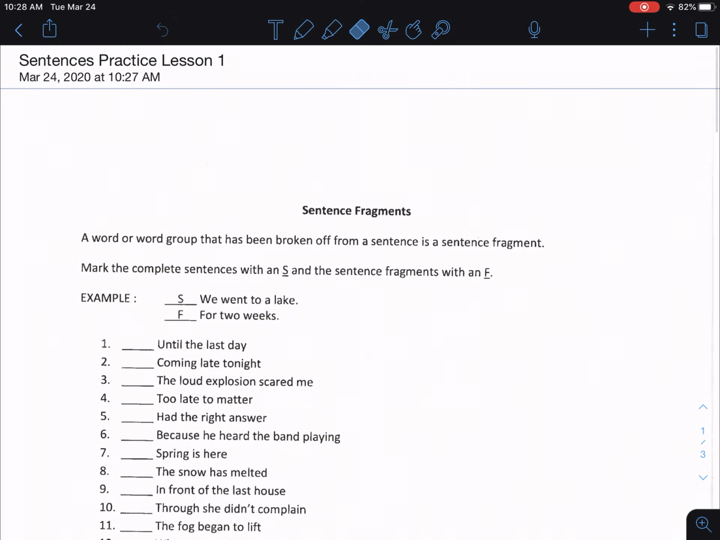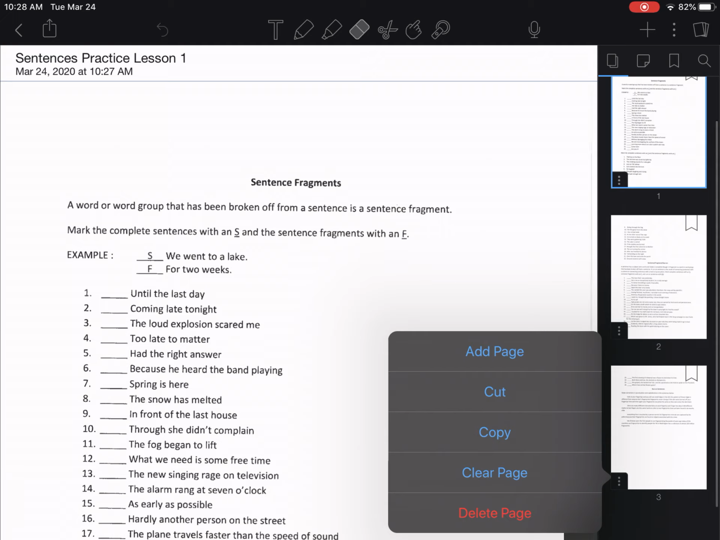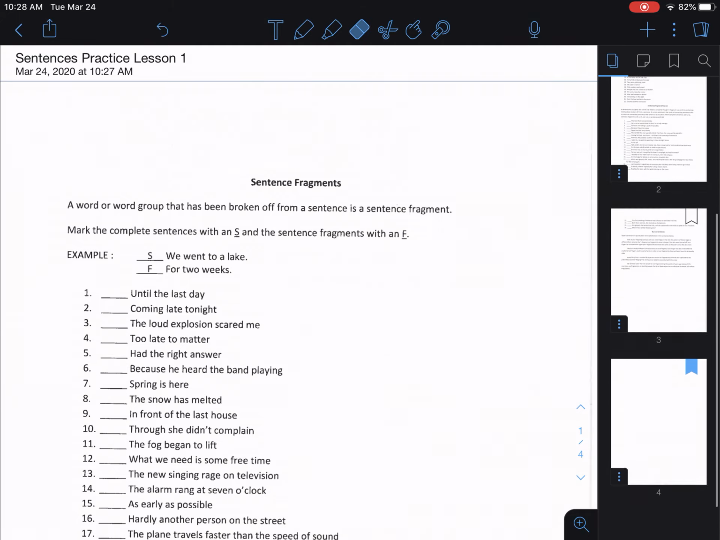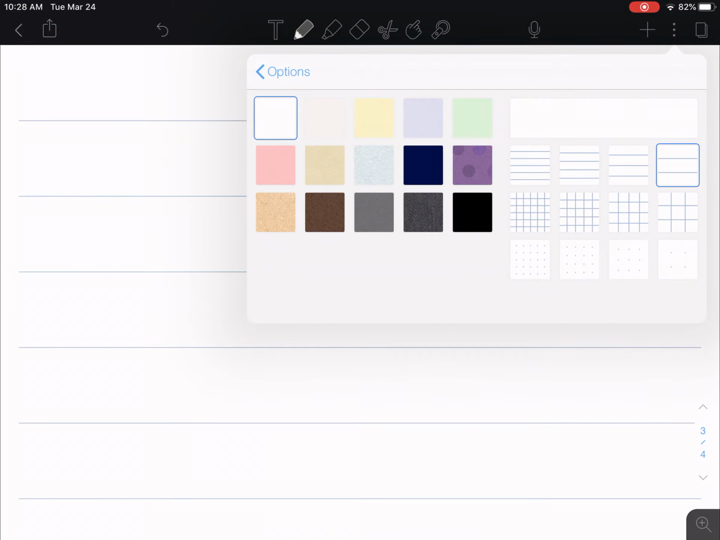So, very quickly, as a review, I'm going to add a page here. We're going to talk about the difference between a fragment, a run-on sentence, and a complete sentence. So, an example, let me change this to paper format. You guys know I'm picky.